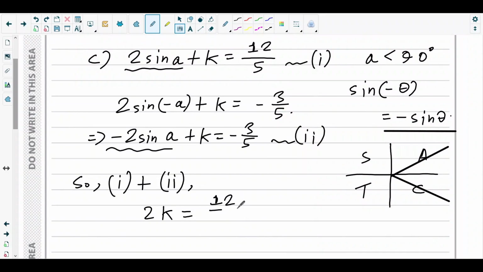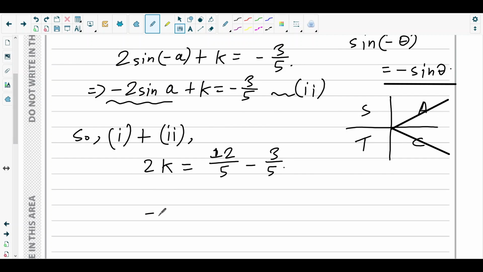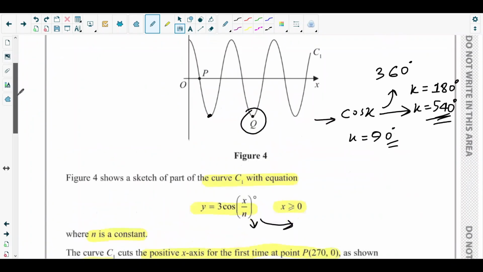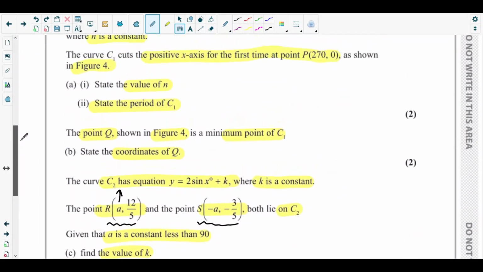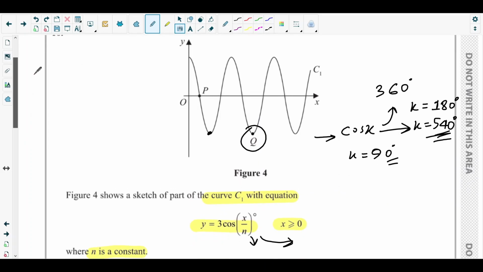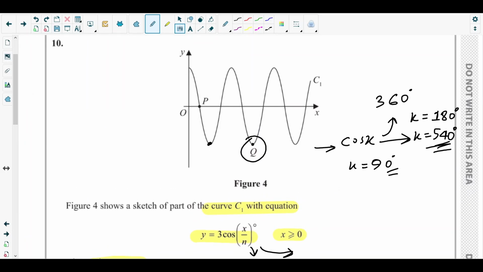12/5 minus 3/5. So 12 minus 3 is 9/5. So the value of k, you will get 9/10, that is 0.9. So the value of k is 0.9 or 9/10. That's it. That's what part C of question number 10 has asked for.